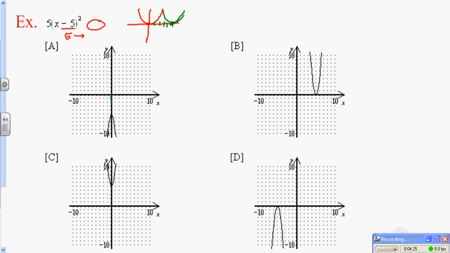This one moved 5 units down. This one moved 5 units to the right, opens up. This one looks good. This one moved 5 units up, which is not true. And this one moved 5 units to the left. So B is correct.